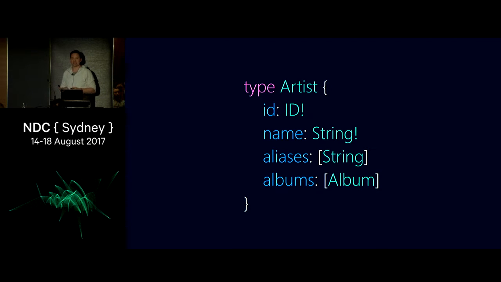In this particular case, album. So we can say this artist will have a collection of albums associated with it. And this relation is actually what lets us traverse down when we are executing the queries.